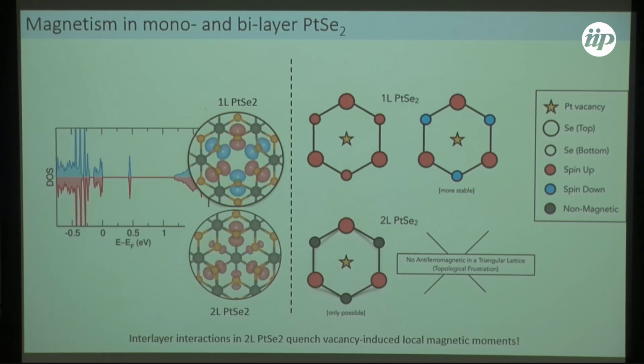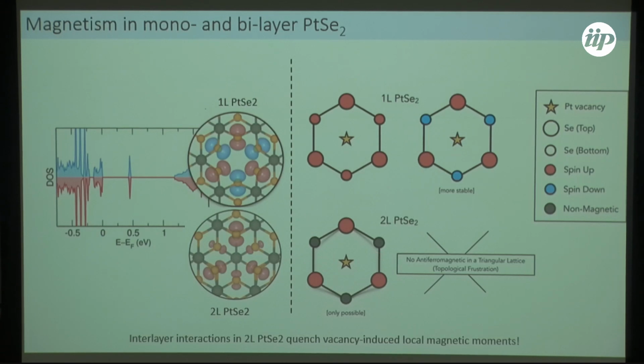In the monolayer case, these small circles are just cartoons, we also have the data, to simplify. We have the bottom selenium, which are small circles, and then the top selenium atoms, which are bigger circles. Based on our calculations, it's more stable to have a spin down through the bottom selenium if you have the platinum vacancy, and spin up through the top. So it shows that there is an antiferromagnetic behavior.